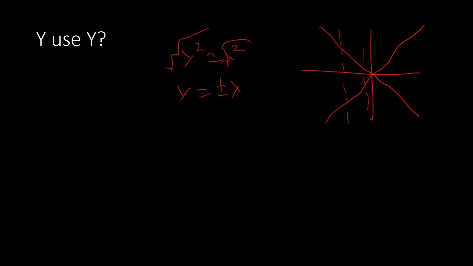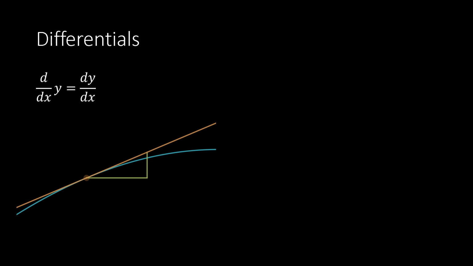But since we're using y instead of f of x, which by definition is a function, we can do some more complex relationships and we can still solve for the slope of the function. So let's look into how we can do that. First, we're going to have to talk about differentials. So we're going to talk about the reason why we use this symbol to talk about differentiation.